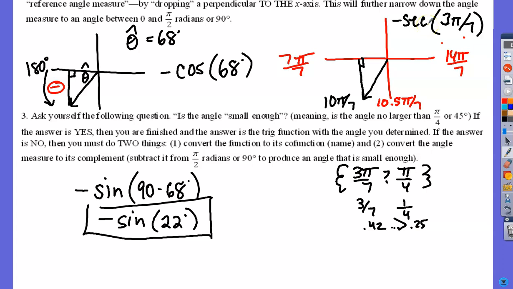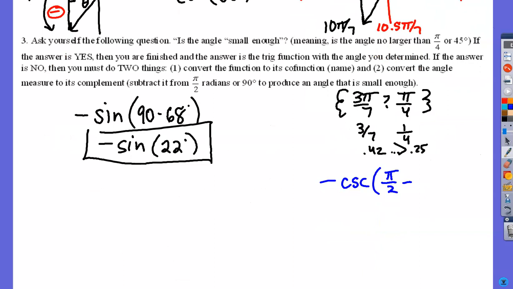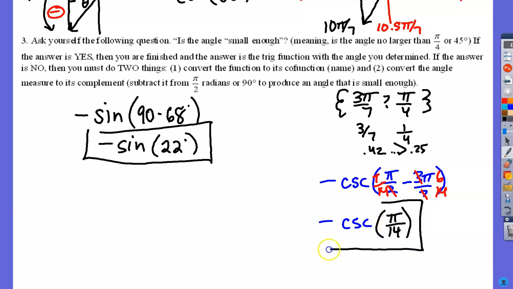So what do we have to do to convert? We keep the negative. What's the cofunction of secant? Cosecant. And then I have to do the complement of the angle because that's the whole point. I'm switching the angle. So remember, if I'm in radians, instead of 90, it's going to be pi over 2 minus the angle. And the angle was 3 pi over 7. So then I get negative cosecant. I would change these both into 14ths. So this will be 7/14 minus 6/14. So I end up with pi over 14. So this is the same as that original one. Let's just do one more.